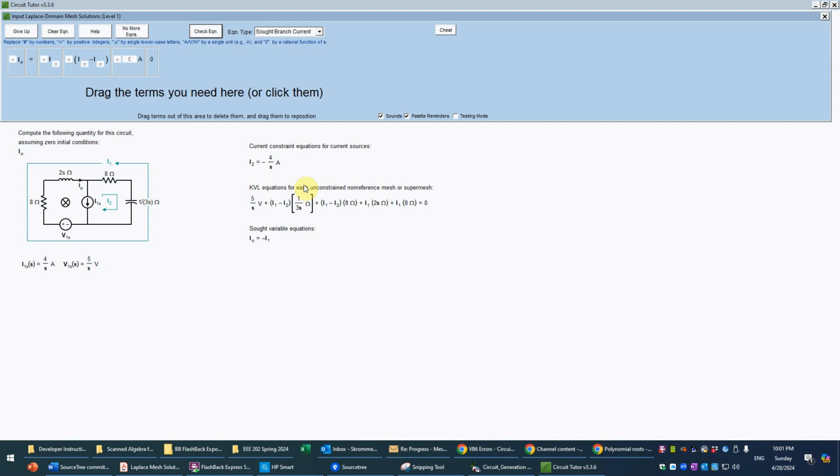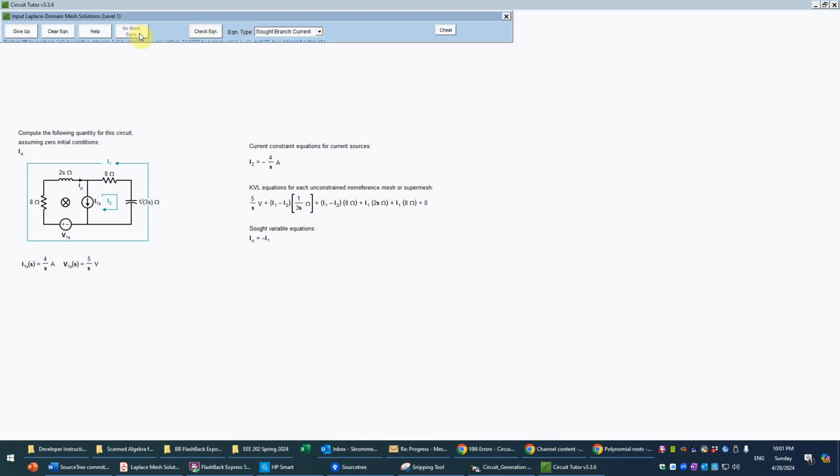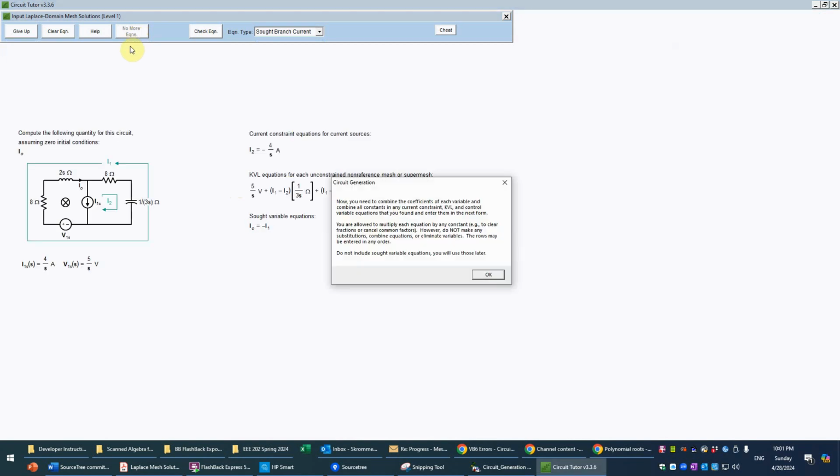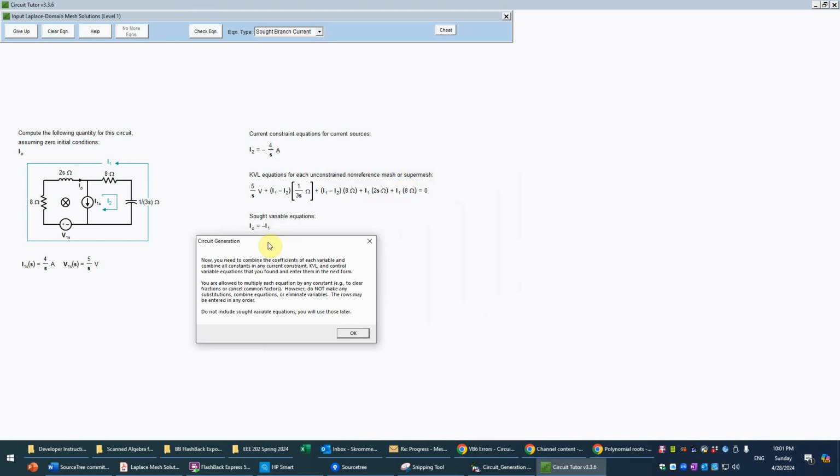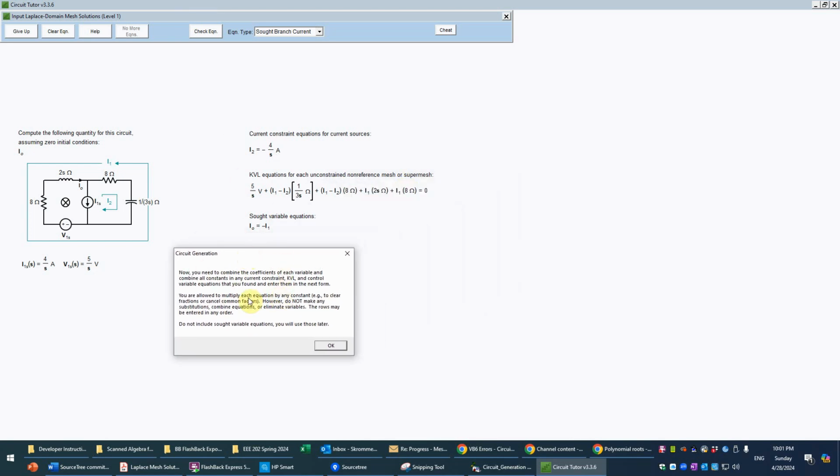and it was correct. So now we notice we have two unknowns here, I1 and I2. There's no dependent sources. And we have 2 equations in those variables. So that is sufficient to solve, not counting the sought variable as a separate thing. Okay, so now we can click No More Equations. And now it's instructing us that we need to combine the coefficients of each variable in simplified form and enter that into the next form. We can also clear fractions if we wanted to, say by multiplying by s or something like that, but I'm just going to skip that for right now.